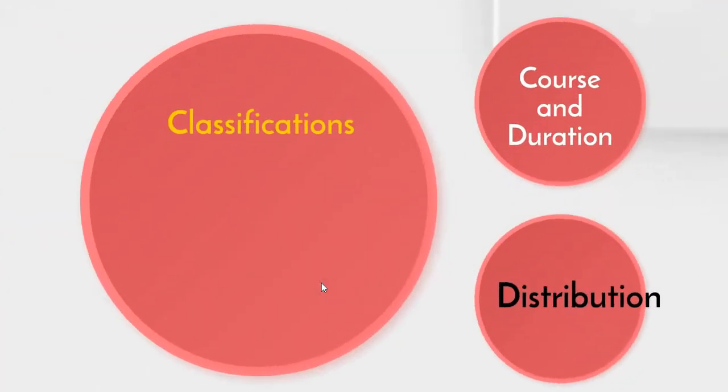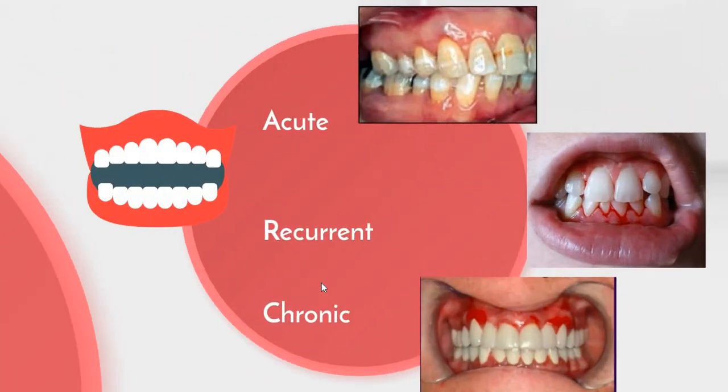Regarding the classifications, we have two bases on which we classify the gingivitis. One of them is according to the course and duration. The second one is according to the distribution of the disease. In the first one, according to the course and duration, we have acute, recurrent, and chronic gingivitis. Acute gingivitis is of sudden onset and short duration and can be painful.